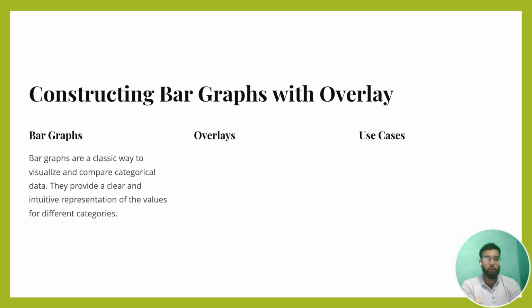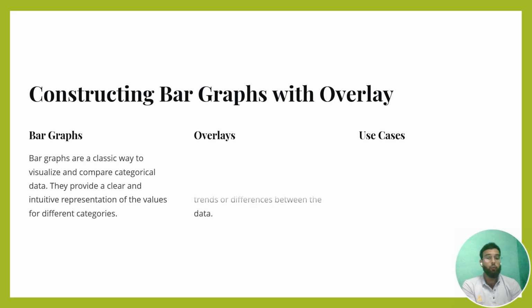So, what are bar graphs? Bar graphs are a classic way to visualize and compare categorical data. They provide a clear and instructive representation of the values for different categories. It is a pictorial graph by which we can represent the data.